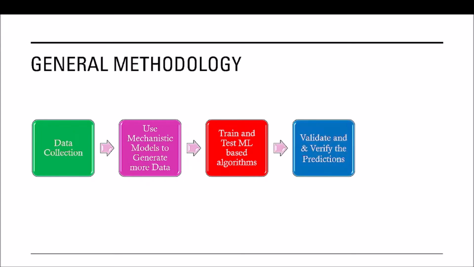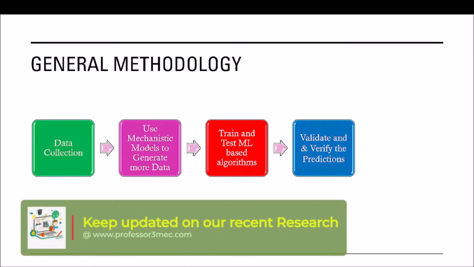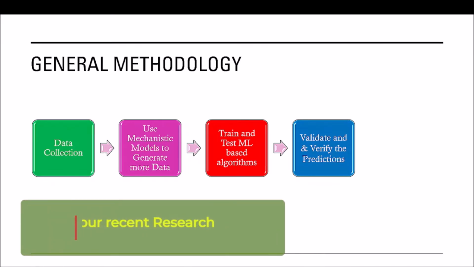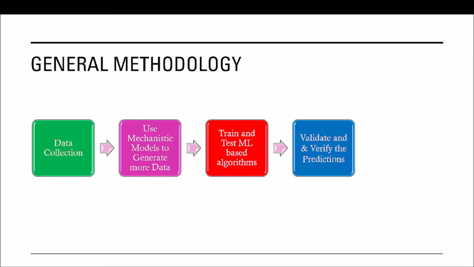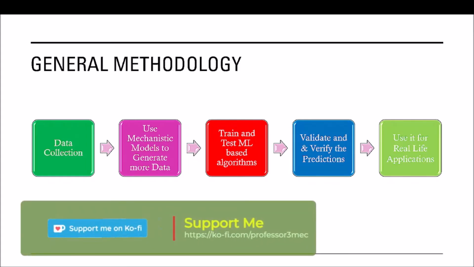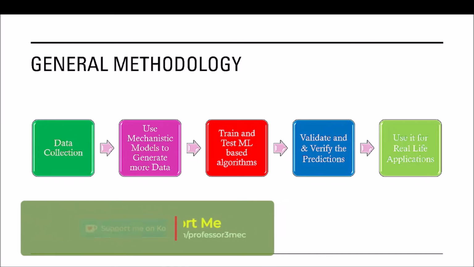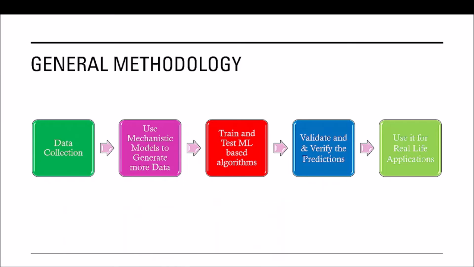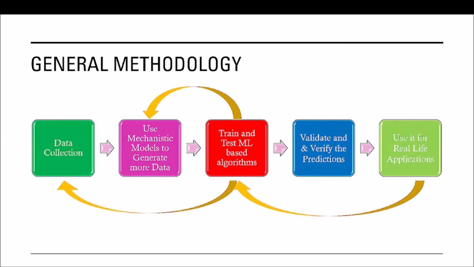And once you have done that, you do validation and verification by giving some unseen data and see how the predictions look for that specific problem. Finally, if everything is working fine, you are happy with the results, and your results are very close to reality during the validation and verification stage, then you can use it for your real life application. Again, this is not a very straightforward process as shown here. It's a complex iterative process.